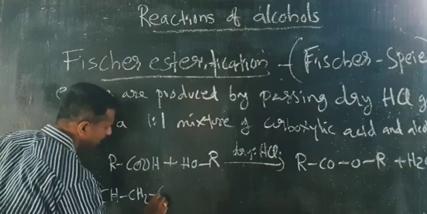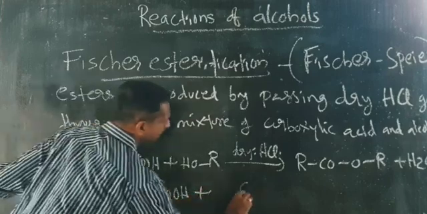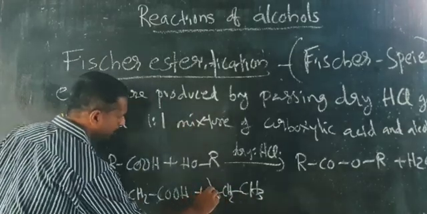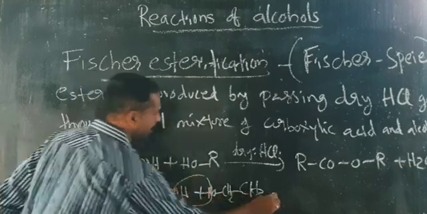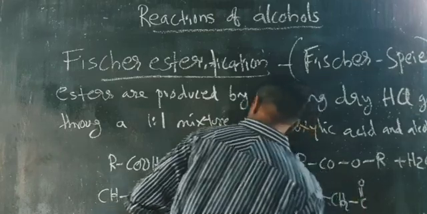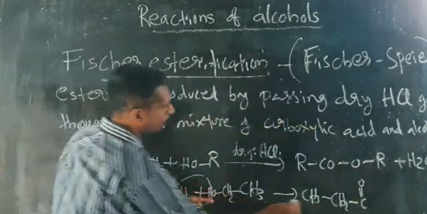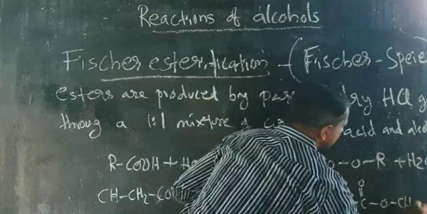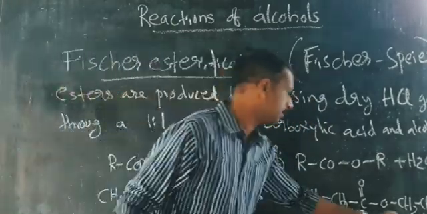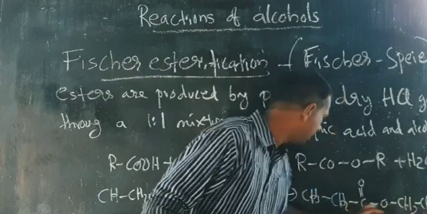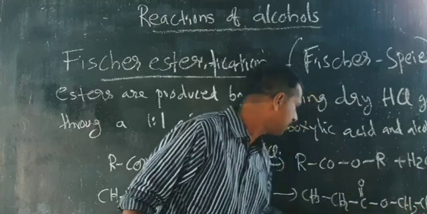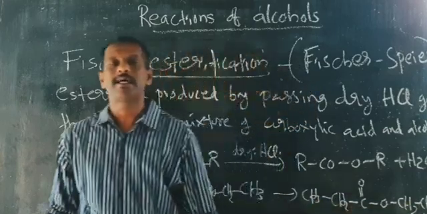If you take a specific example, CH3CH2COOH, propanoic acid, reacts with CH3CH2OH, ethanol. What you will get? H2O is removed, and we are getting the ester CH3CH2COOCH2CH3. Okay, this ester we are getting. What is the name of the ester? Ethyl, 2 carbon, CH3CH2 ethyl. Then 1, 2, 3, 3 carbon, propanoate. Ethyl propanoate.